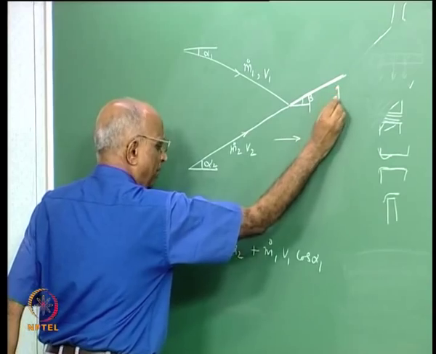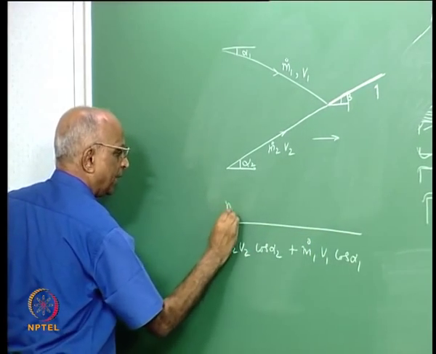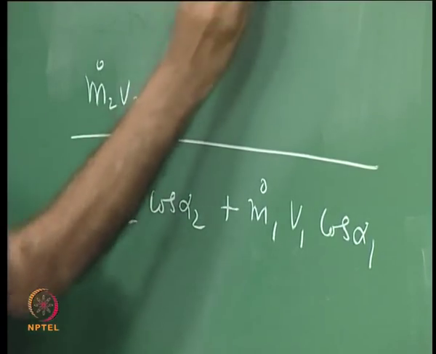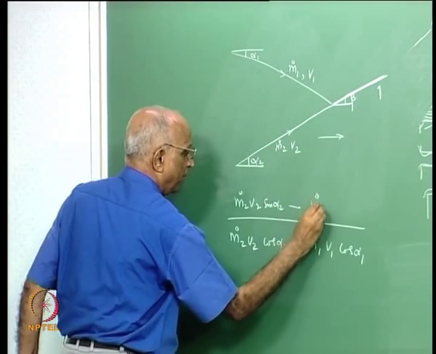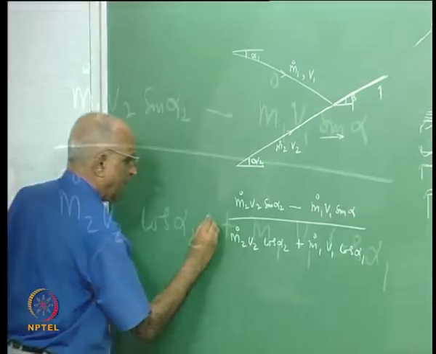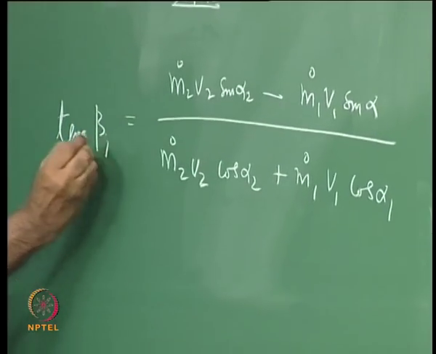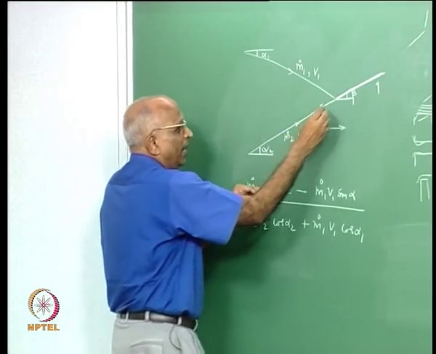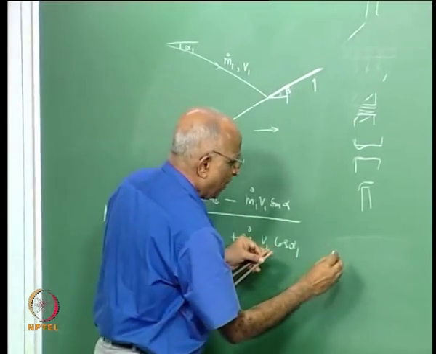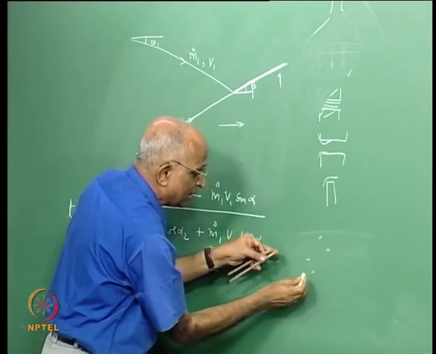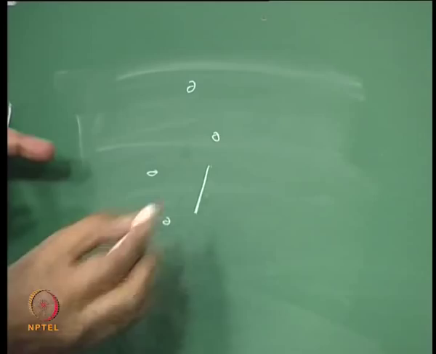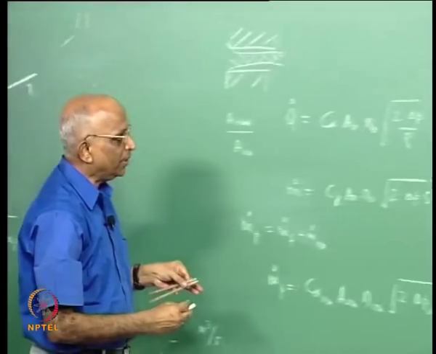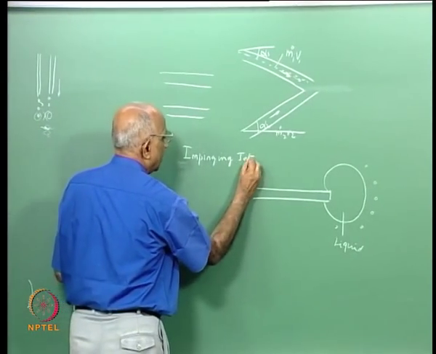And what is the vertical component over here? Writing the vertical component on top, I get m2 dot v2 sin alpha 2, minus, as this is in the downward direction, m1 dot v1 sin alpha 1, and the ratio of these must be equal to tangent of beta here. Therefore, depending on the angles I choose and the momentum I get, I can get any angle beta I want. If I have these holes like this, and another set of holes like this, by changing the angle I can make one spray fan like this and the other spray fan like this, and I can mix them better. And therefore, this is the principle of impinging jets or impinging jet injectors.